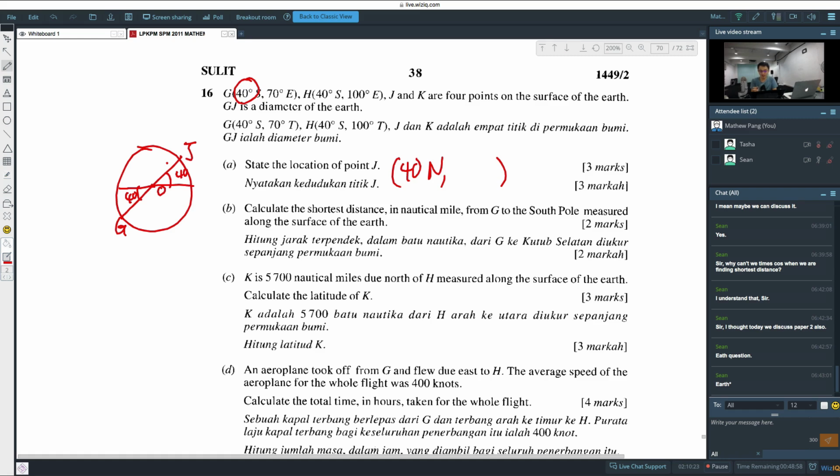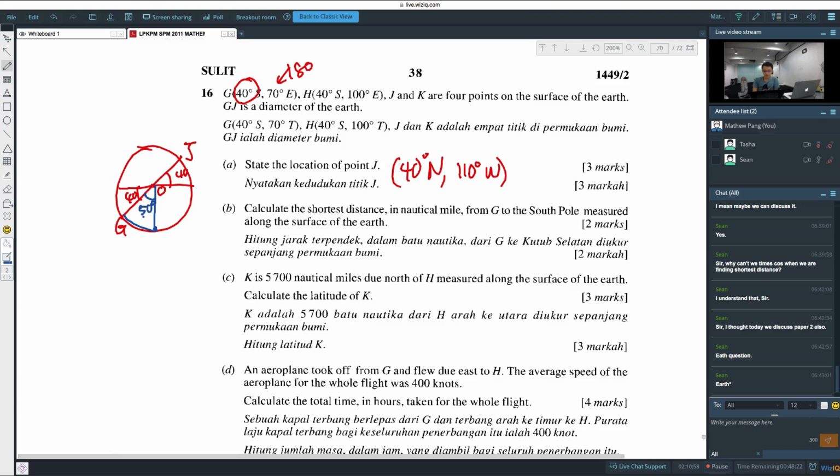Okay, for part B, the question asks about the shorter distance from G to the South Pole. We know the South Pole is over here. So from G to the South Pole, it travels 50 degrees. When I say shorter distance, that means you travel like this. Shorter distance is very easy. Distance equals angle multiplied by 60. So from G to the South Pole is 50 degrees multiplied by 60, which is 3000 nautical miles.